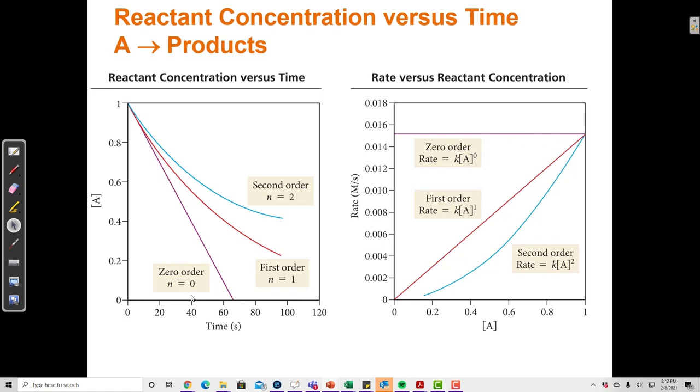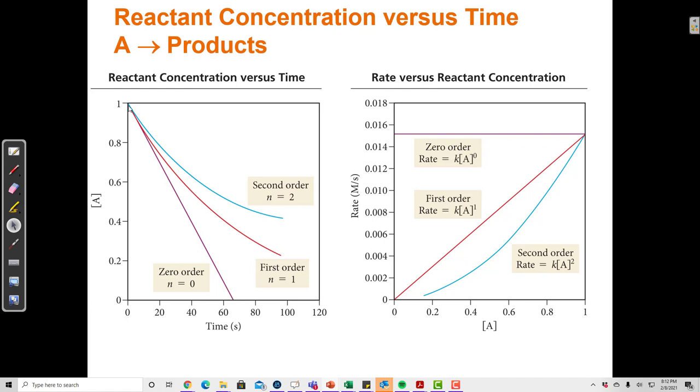So in a zero order reaction, you can see that as time goes on, from 0 to 20, I have this slope. And then from 20 to 40, I have the same slope. And then from 40 to 60, I have the same slope, because this is a straight line, and a straight line always has the same slope. So in a zero order reaction, I'm going to get a straight line, because it doesn't matter how much A I start with. If I have 100% A, I have this rate. If I have 80% A, I have the same rate. 60% A, same rate. The reaction always has the same rate regardless of how much A I have.